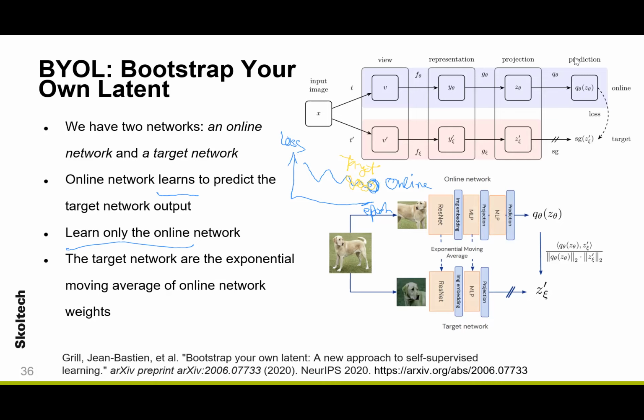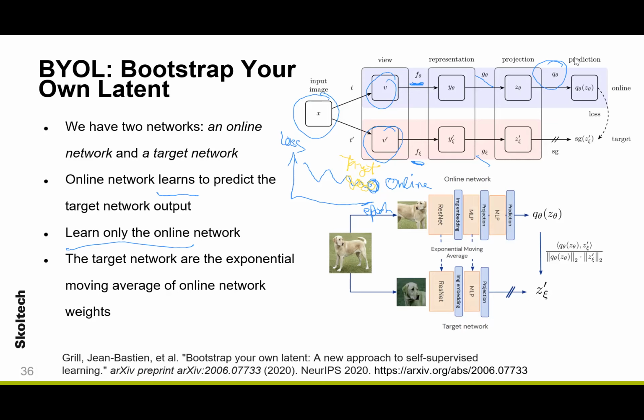We have some input image. We want to generate a pair of positive images. So we generate two views, V and V prime. We construct representation with the online network here, and here we use the target network. Then we have this projection head, again, kind of different for the online and for the target network. And also we have another projection here, an additional projection to make it work.